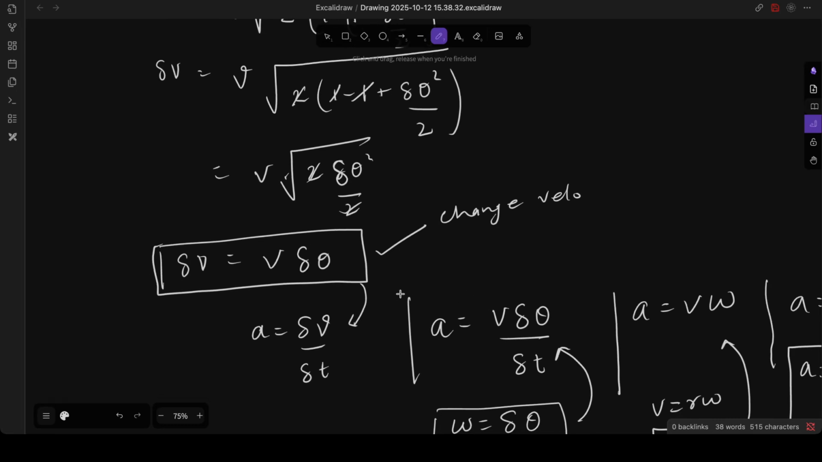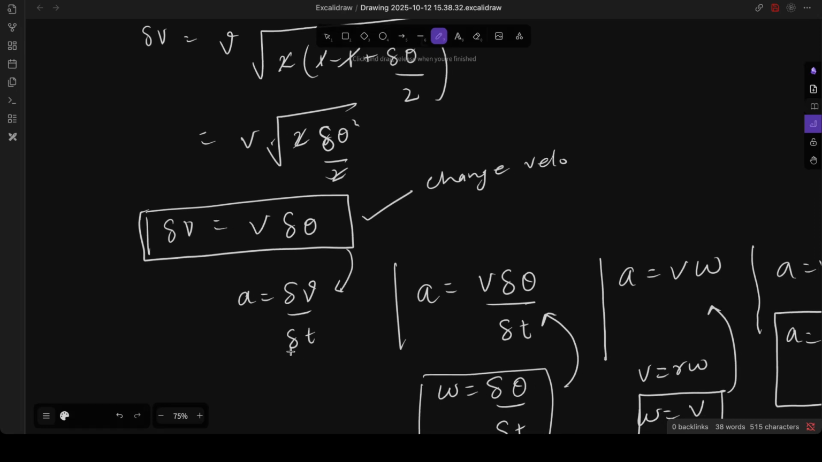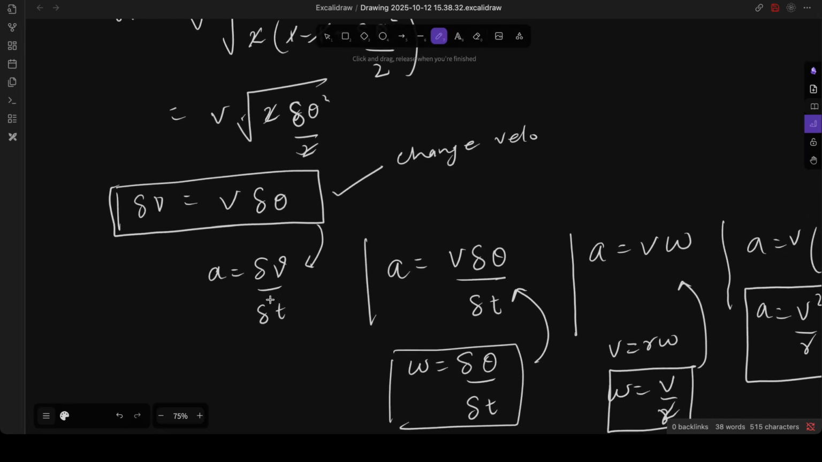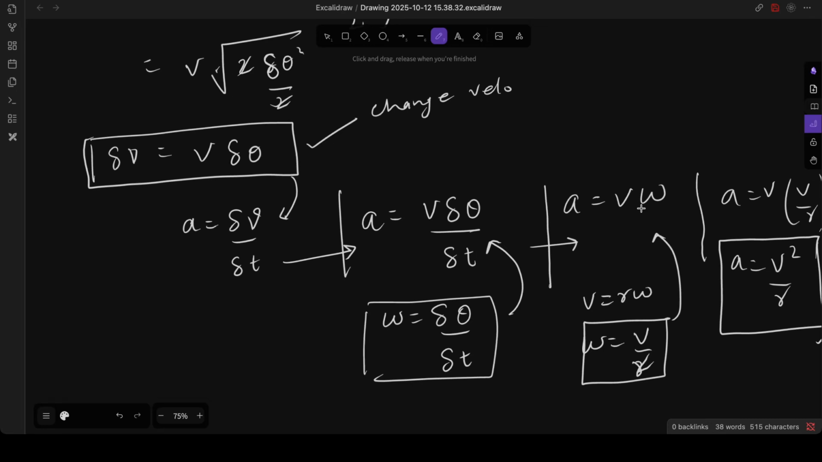But acceleration is the rate of change of velocity. Rate of change means with respect to time. So acceleration is the rate of change of velocity. Then I substitute this and I reach this equation: A is equal to V delta theta by delta t. Now we know that delta theta by delta t, or d theta by dt, is nothing but omega. I substitute it, I reach this equation: A is equal to V omega.